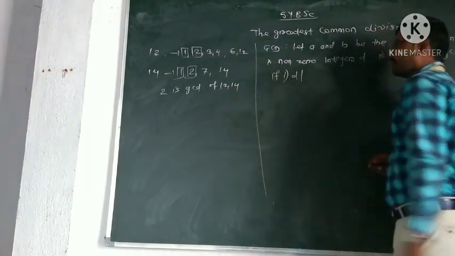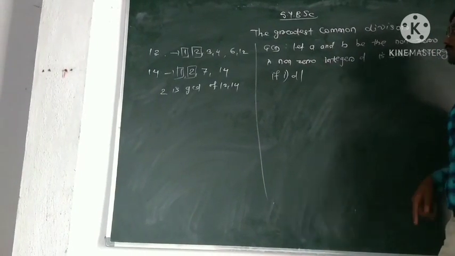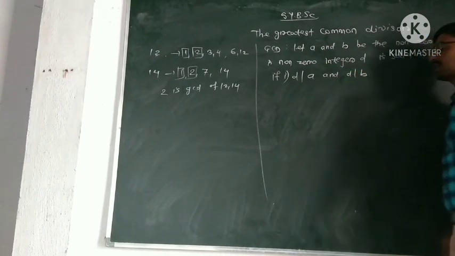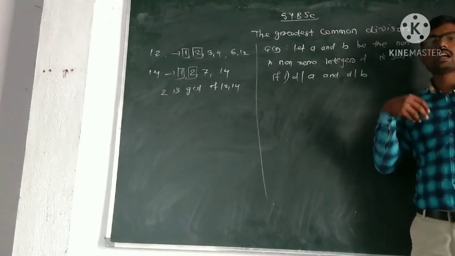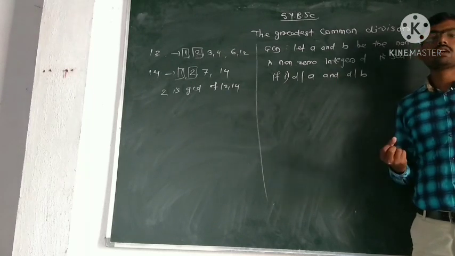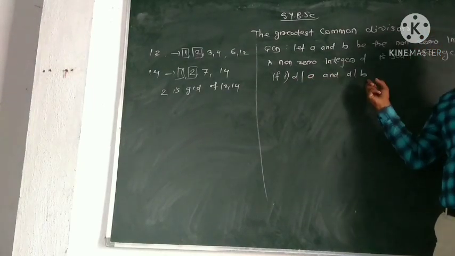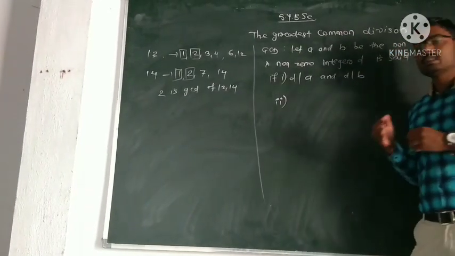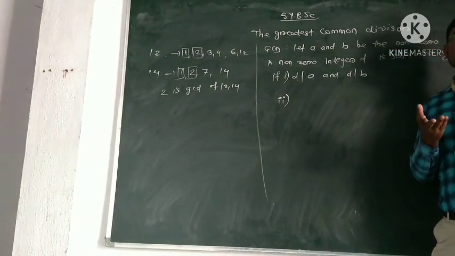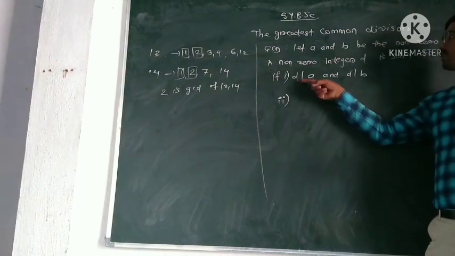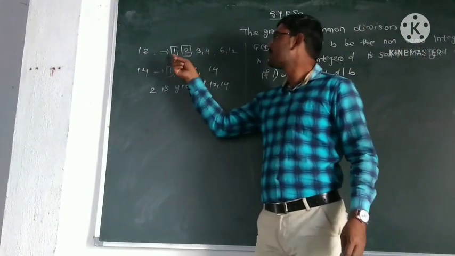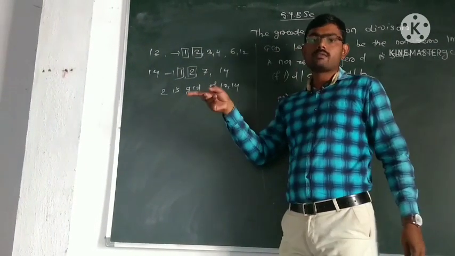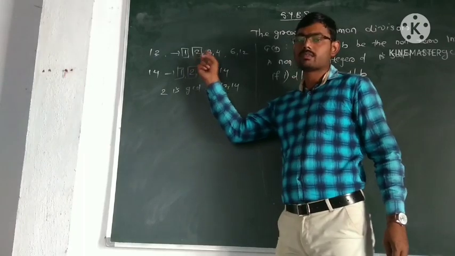First condition: D must be a common divisor, that is, D must divide A and D must divide B. For an integer to be the greatest common divisor, it must first be a common divisor. So it must divide both integers A and B. And second, if C is any other common divisor, then C must be less than or equal to D. Here 1 is also a common divisor, but 1 is less than 2. Any other common divisor always divides the greatest common divisor.